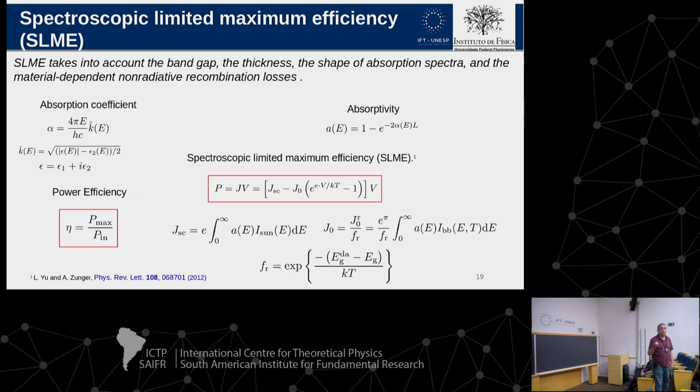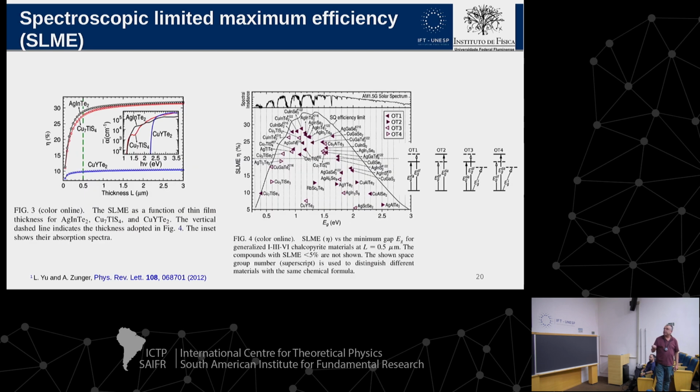recombination loss. Okay, so they did this for this kind of material, and here, for instance, you see that there is a big difference. The efficiency depends on the thickness of the material. You see that these two are very efficient. This one is not very efficient. That's because of the band gap. These two have a direct band gap. This one has an indirect band gap.